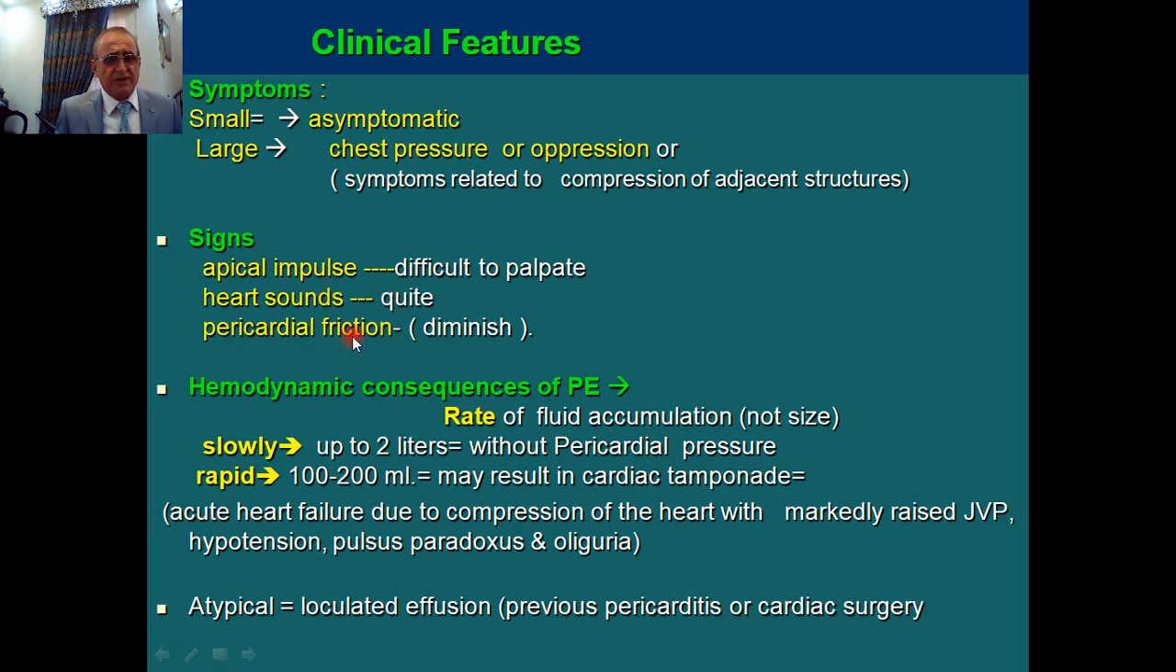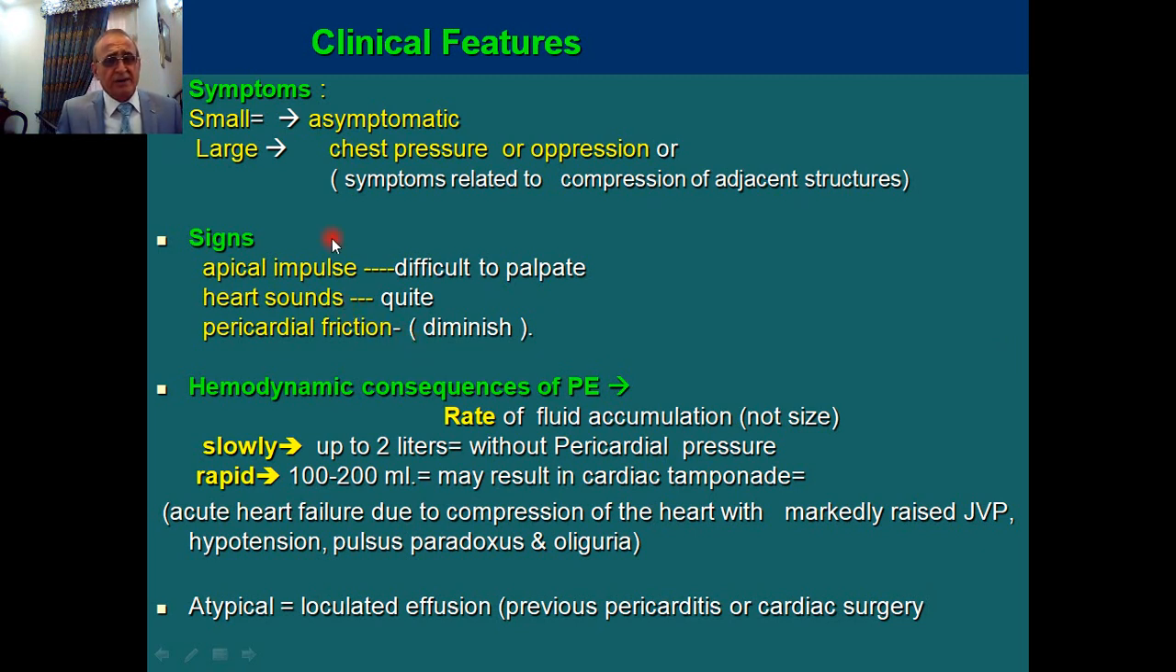And if there was a pericardial friction, then it will diminish in intensity. So the finding is an apex beat which is difficult to palpate, a quiet heart sound, and a pericardial rub that diminishes. It does not disappear in all cases, it can stay, but it will diminish in intensity.